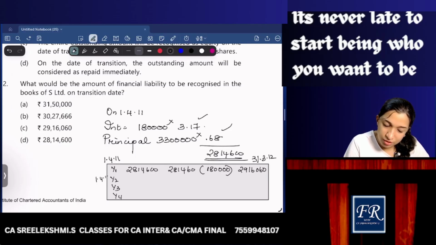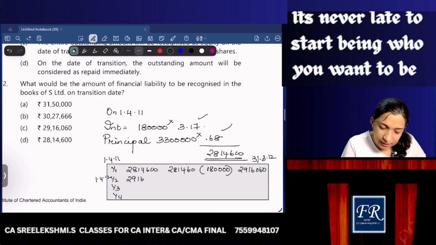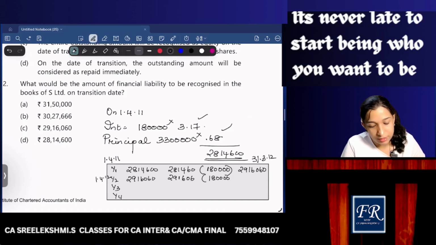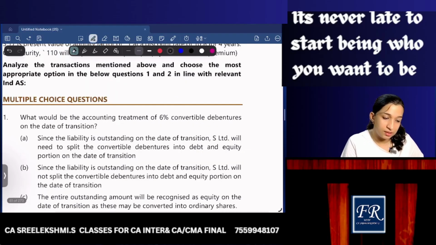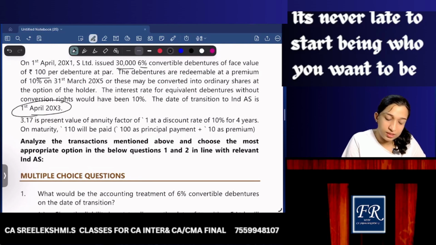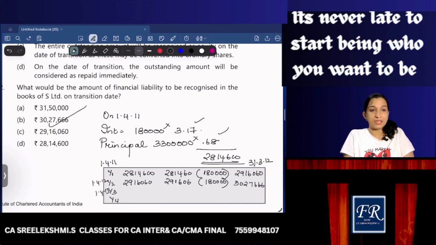1st April 2012. What is the balance on the date of transition? That is 1st April 2013. So 29 lakh 16,060. 2,91,606. 1,80,000. Minus 1. 30 lakh 27,666. So 1st April 2013 transition date. 1st April 2013, what is the value? 30 lakh 27,666, option B.